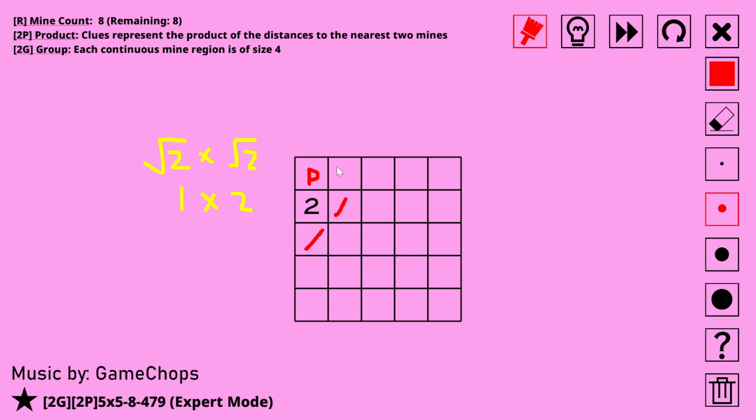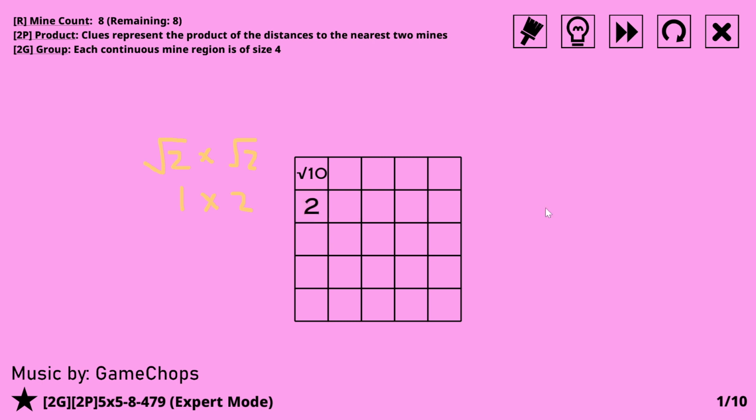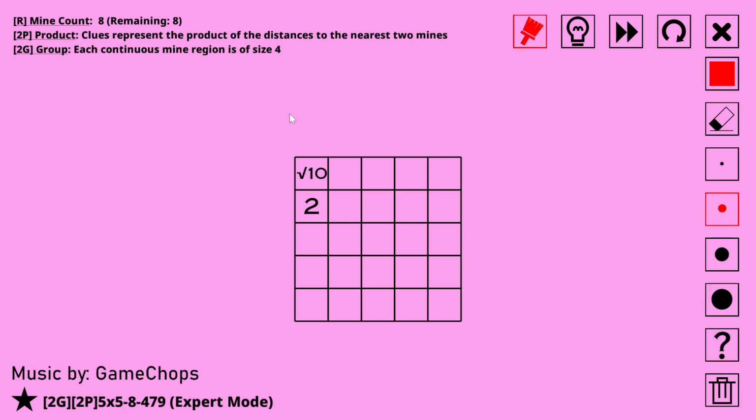This digit also can't have a mine because it's a distance of root 2 away. And we know that the 2 nearest mines must be 1 and 2, distance of 1 and 2 away from the 2. Which then isolates this cell, which breaks the group rule. So yes, this can't be mine. Root 10, wow, okay. Throwing us into the deep end here. Oh, root 10 has a few options. Root 10 does have just root 10 times 1. It does have root 2 times root 5.